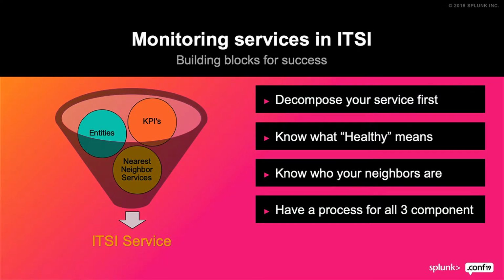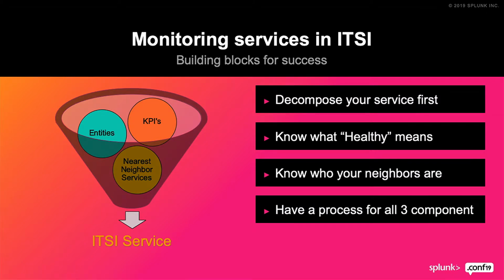So monitoring services in ITSI, there are three key components that you need to have for a successful ITSI service. The first one, the very foundation, is KPIs. And that's the measurements that you have for your service. You have entities, which are the objects that are generating those KPIs. And then you have that nearest neighbor, so whoever can be influencing your service as well. So the first thing that you need to do in order to get those KPIs is to decompose your service.